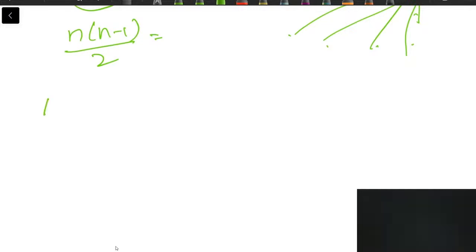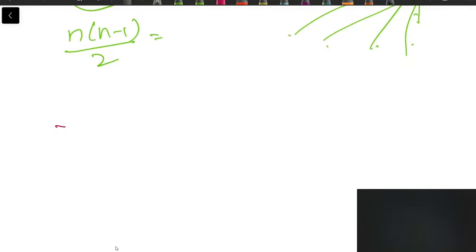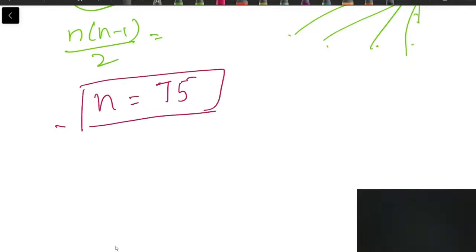Tell me the number of lines that can be drawn. You will write the question: the number of lines that can be drawn from points. If we have 75 points, then how many lines can we draw? These are points, and we have n equal to 75. So you have to tell how many lines we can draw.